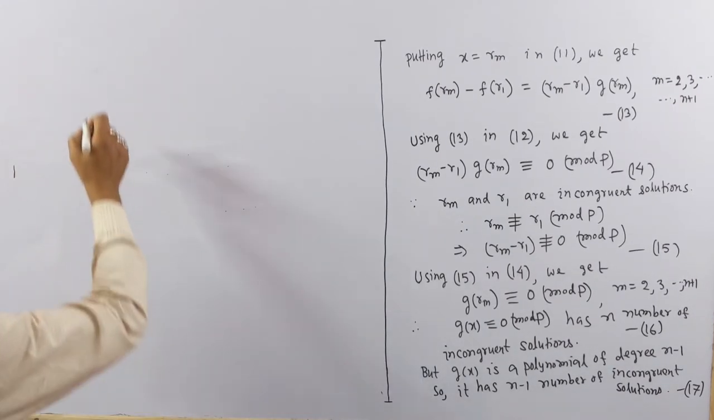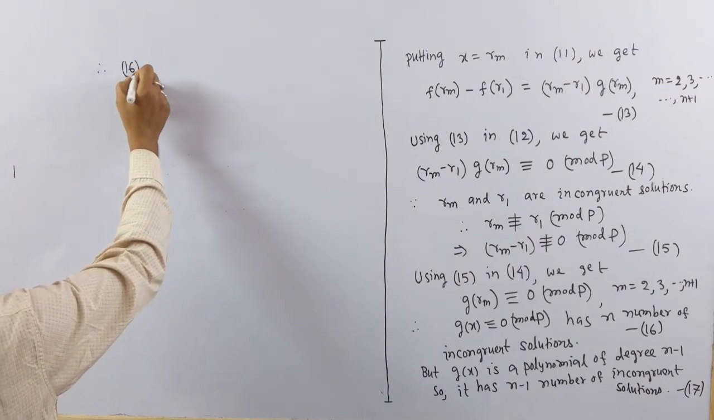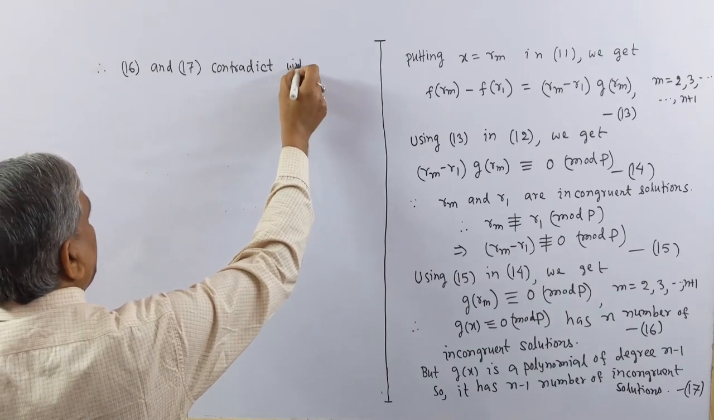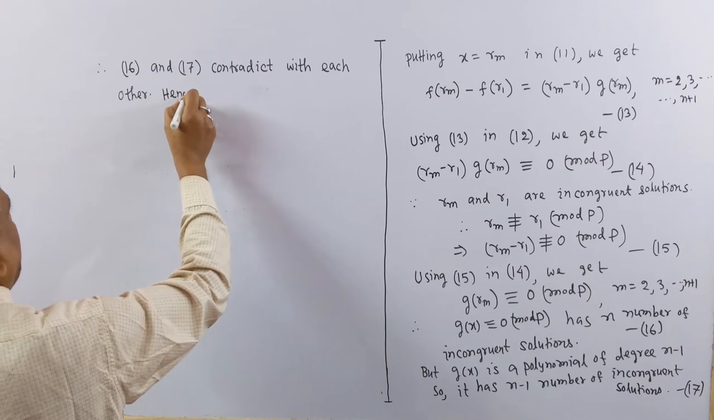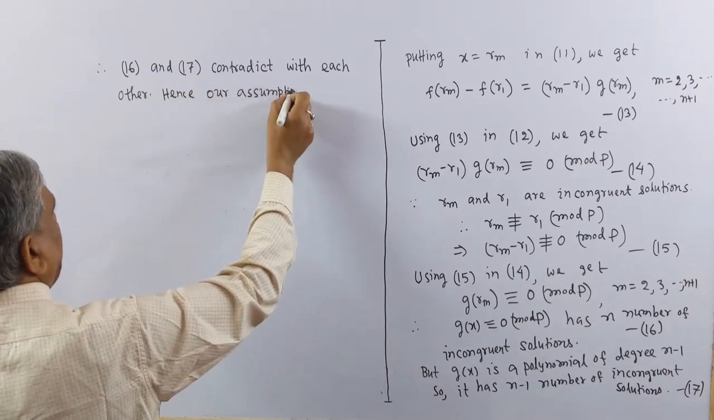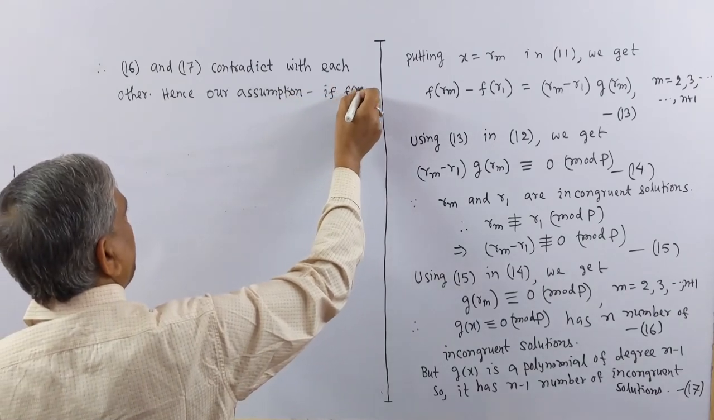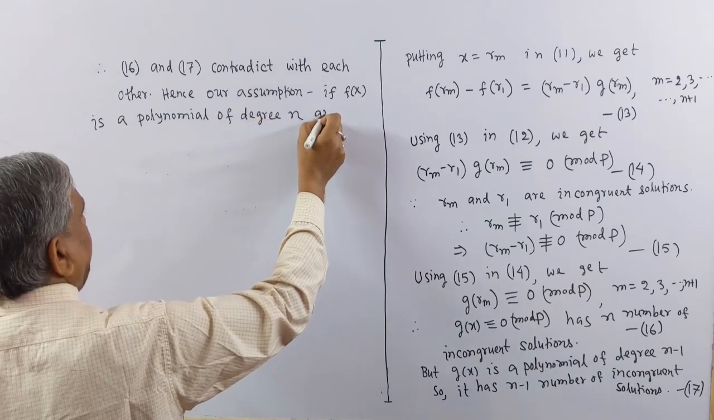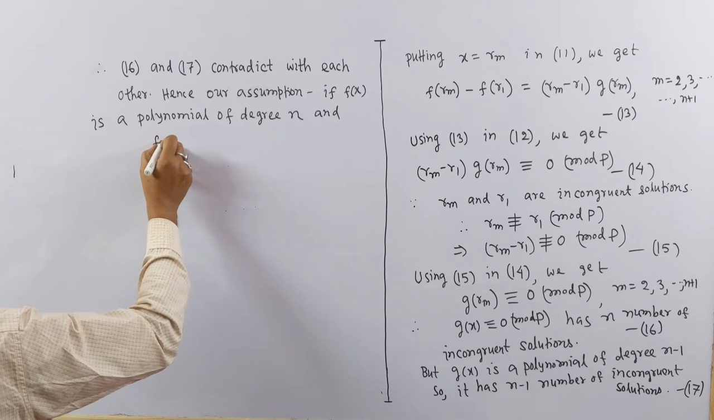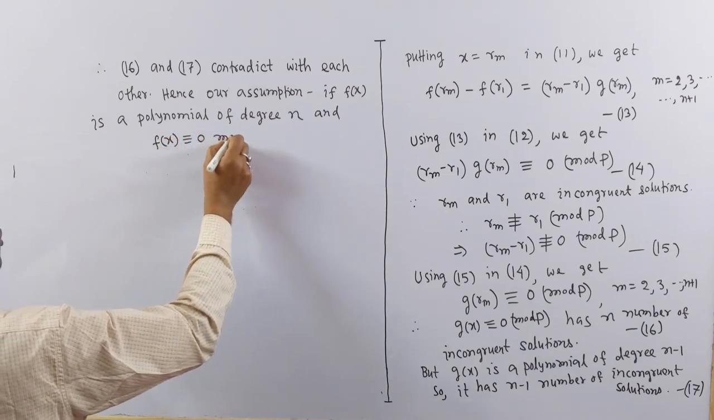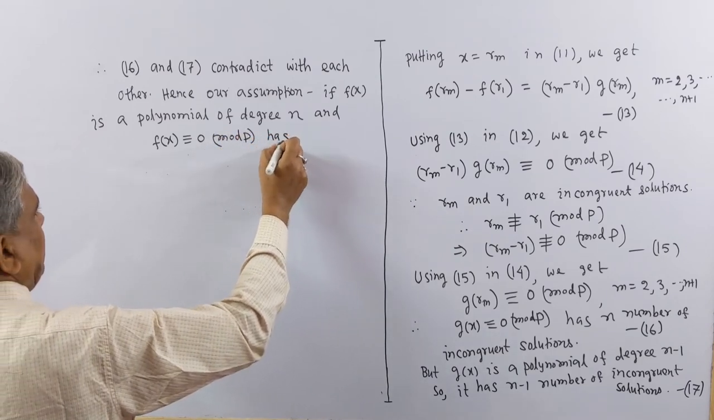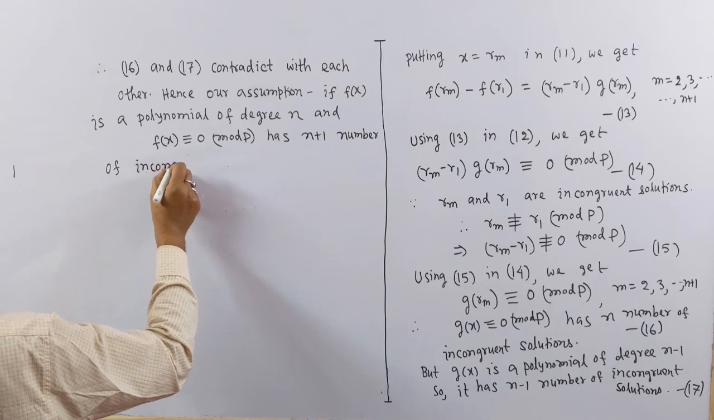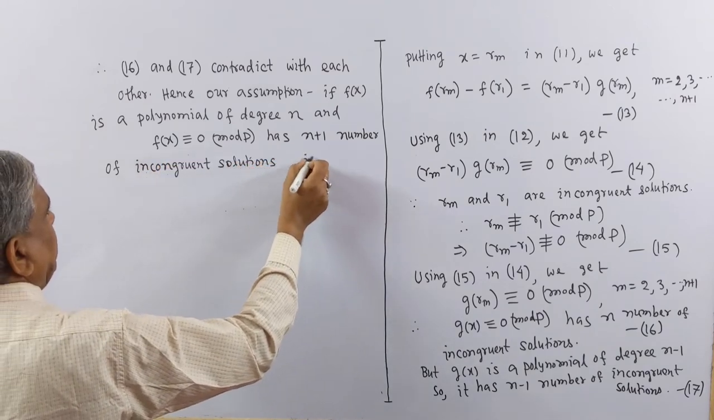Now we write this. Therefore, 16 and 17 contradict with each other. Hence, our assumption, if f(x) is a polynomial of degree n and f(x) is congruent to 0 modulo p has n plus 1 number of incongruent solutions, is wrong.